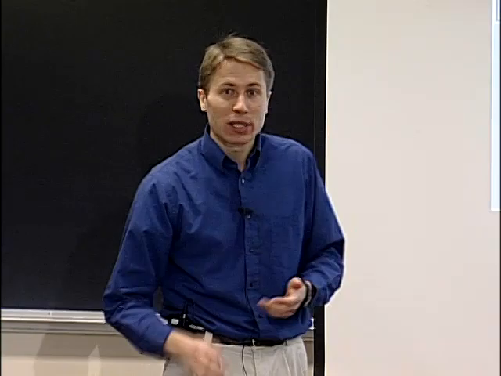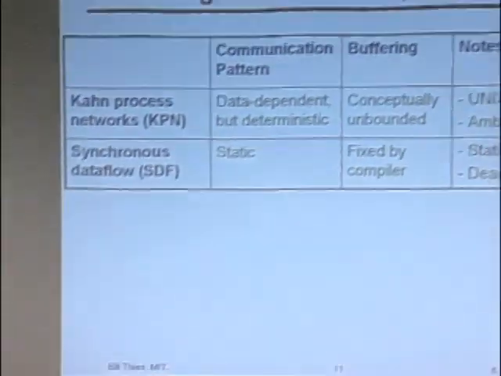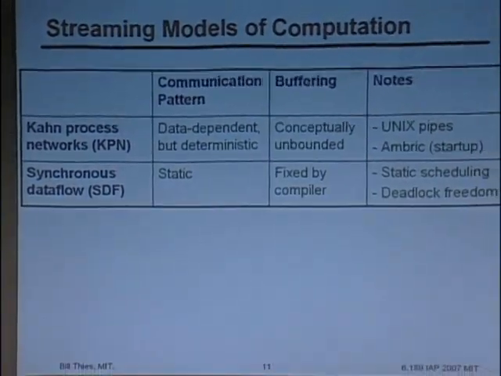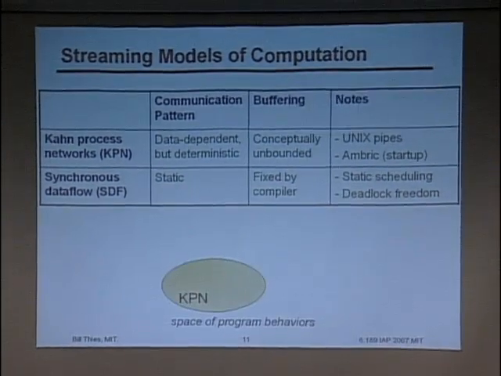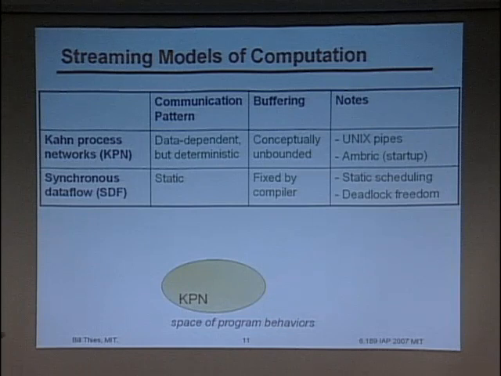Looking at another model called synchronous data flow, this is actually what we use in the StreamIt system. And compared to Kahn process networks, it's kind of a subset. It's a little bit more restrictive. So if you look at the space of all possible program behaviors, Kahn process networks are a pretty big piece of the space. And then synchronous data flow is kind of a subset of that space where you know more about the communication pattern at compile time.